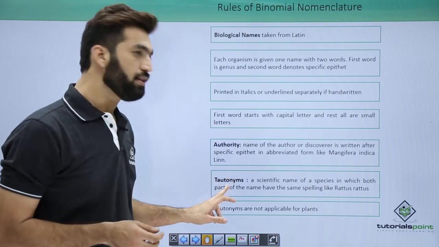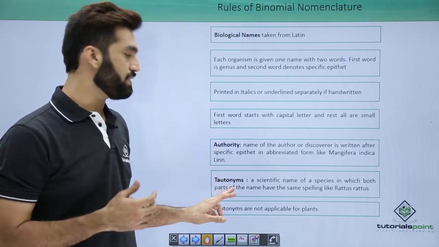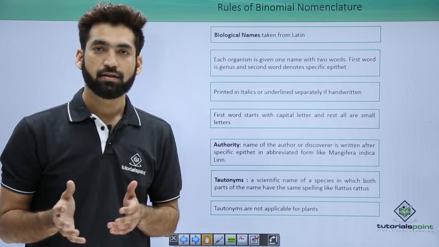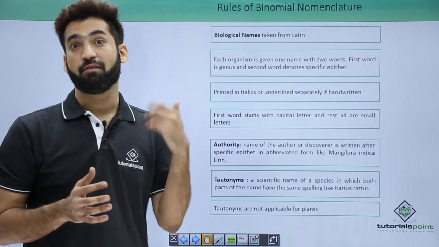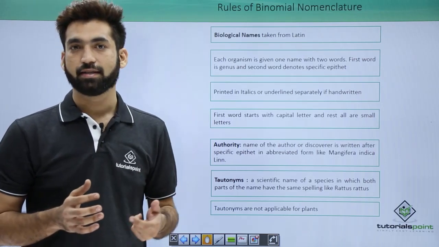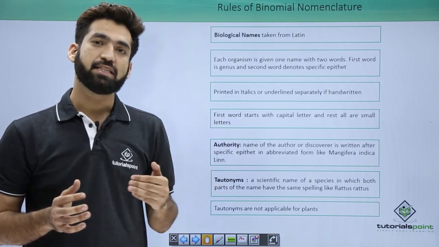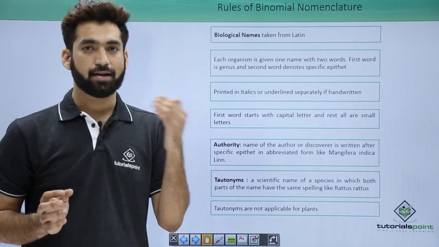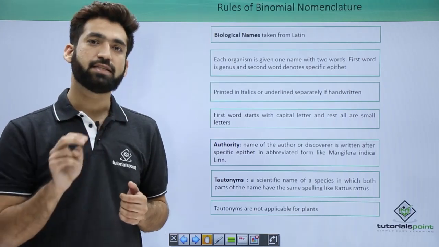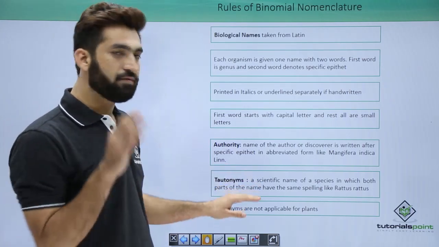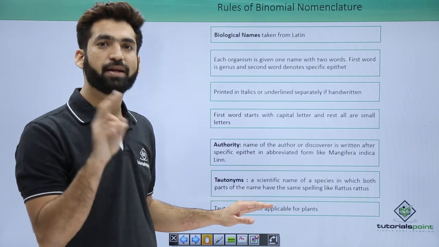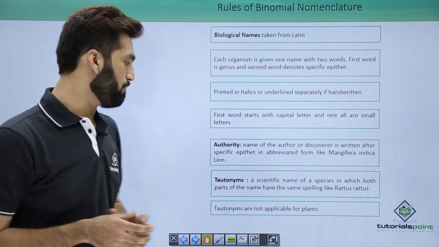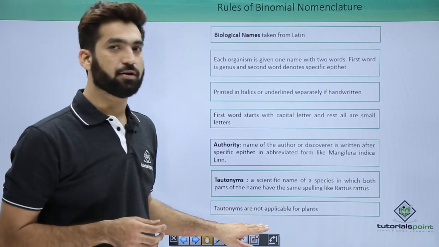Now, there is one important thing on which questions come in most exams, called tautonyms. In some organisms like Naja, you must have seen, and one more example I can give you is Rattus. You can see the genus and the specific epithet both have the same word, Rattus rattus and Naja naja. Both of the words are the same. When the genus and the specific epithet both become the same, the scientific names are called tautonyms, and tautonyms are never allowed in plants. You will never give tautonyms in the case of plants.